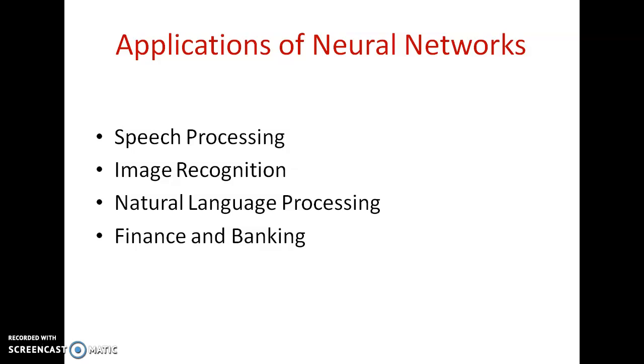In the era of Industry 4.0, neural networks are mainly used for speech processing, image recognition, natural language processing, and finance and banking. In speech processing, the main examples are Google Assistant and Siri, which take action based on voice commands. The second is image recognition, a major area of current perception research in neural networks. Image recognition is used for driverless cars, which capture images to make driving decisions.